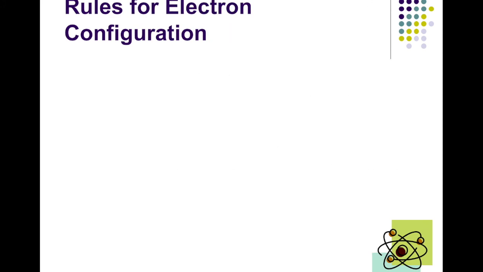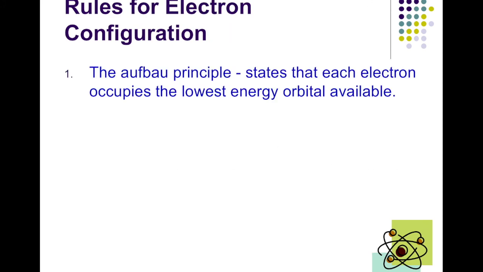So let's start with the rules of electron configuration. The first rule, I always pronounce this wrong, the Aufbau principle, states that each electron occupies the lowest energy orbital available. That's it. That's the Aufbau principle. It wants to be as close to the nucleus as possible.